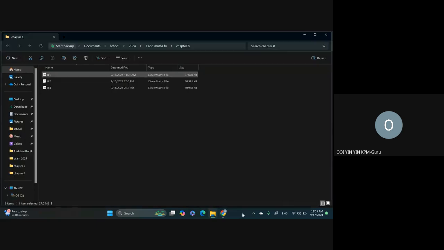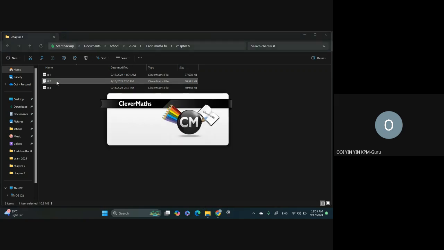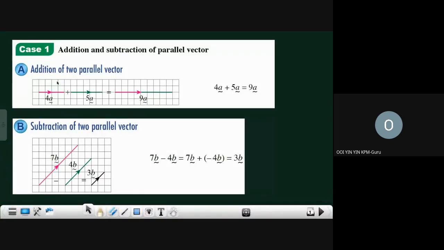Okay, so now we want to go to 8.2. Just now, 8.1 we can say is the introduction. It's really your appetizer, because that one is the introduction of vector. How to use it, the basic things. Now when we go to 8.2, we'll start a little bit of calculation. Usually from here you start to get confused. Many people start to feel confused in this section. So please listen carefully here.